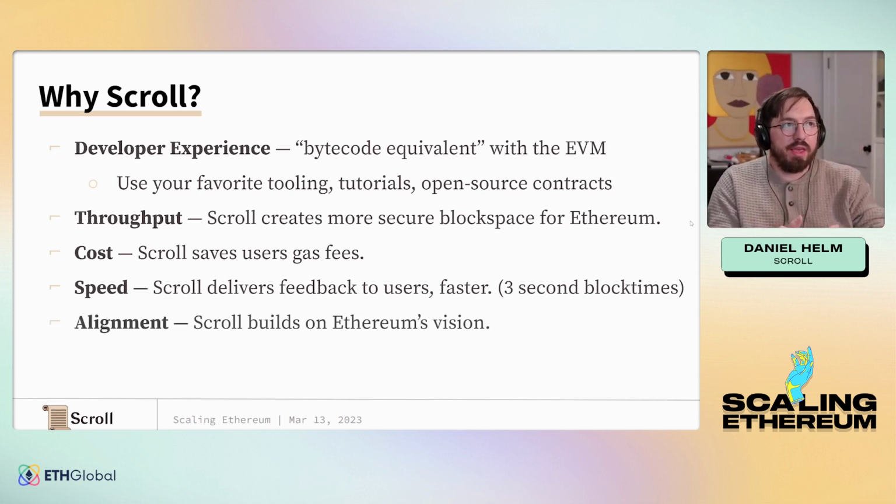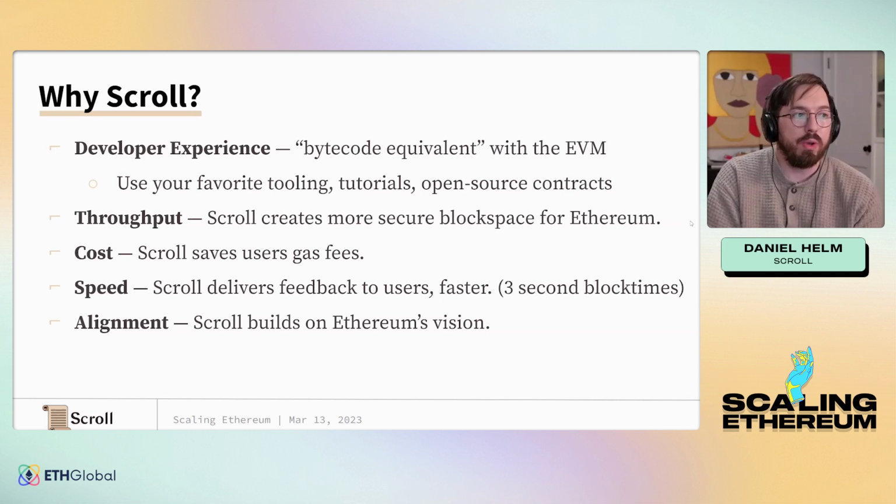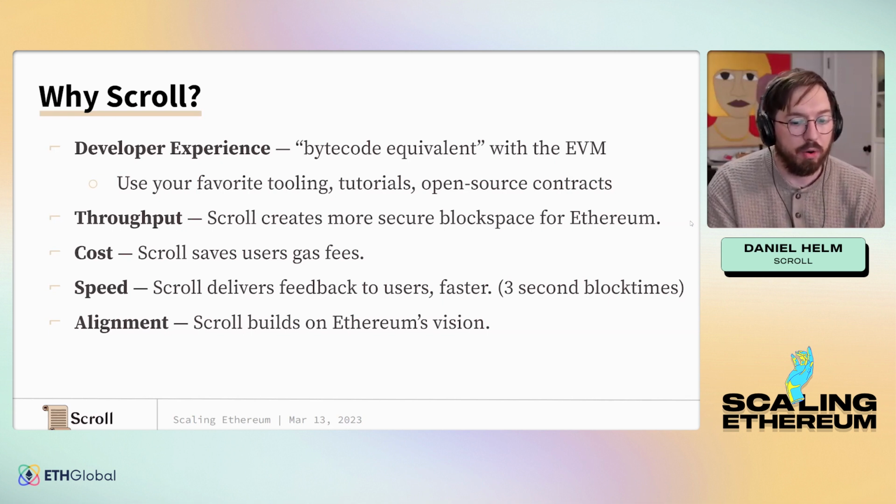But the last thing that I like to emphasize as a why Scroll is alignment, right? We really believe that we're building on Ethereum's vision. This plays out in a lot of ways, but the way I like to think about it is that there's scaling Ethereum, the technology, but there's also scaling community, scaling ethos, scaling all these things that aren't purely technological that make Ethereum a special community. And we try to be heavily aligned with those things. And I think it comes through also in our origins.